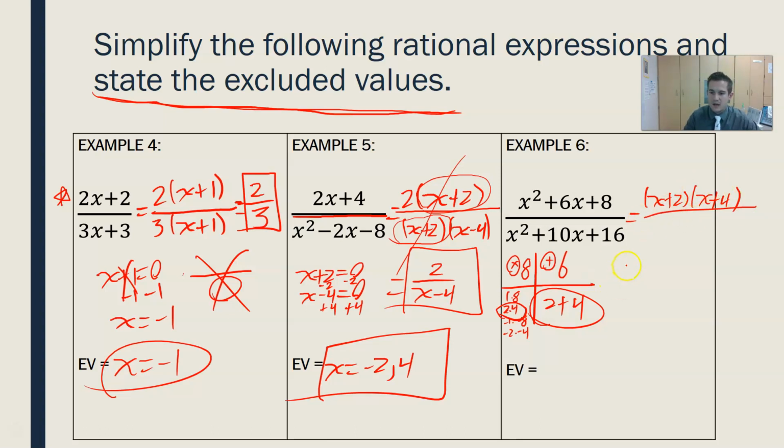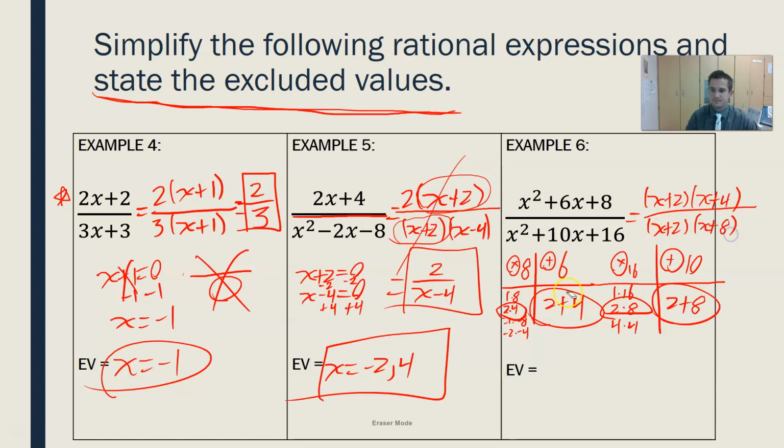And on the bottom, I need to find two numbers that multiply to make 16 and add up to 10. Well, 1 times 16, 2 times 8, 4 times 4, and alas, 2 times 8 is equal to 16, and 2 plus 8 is equal to 10. So I have x plus 2 and x plus 8. I'm going to erase these now.